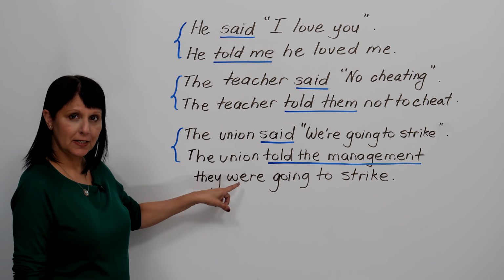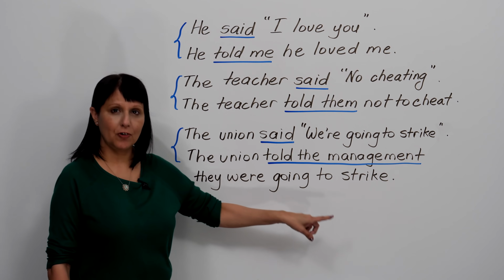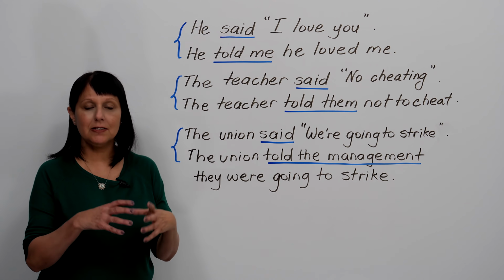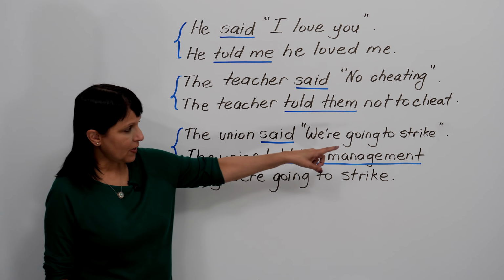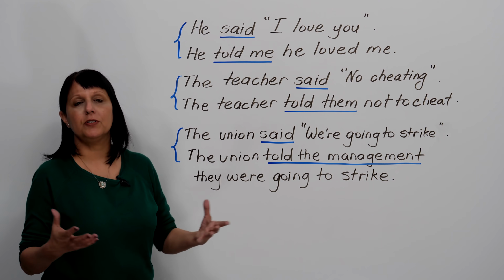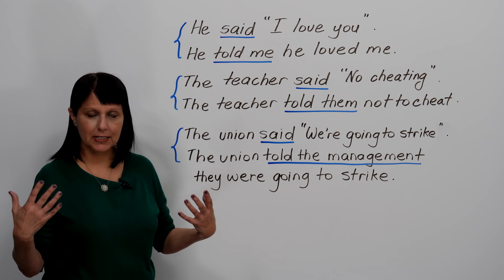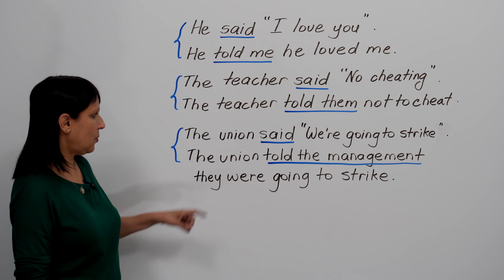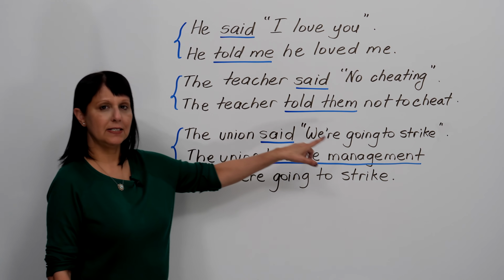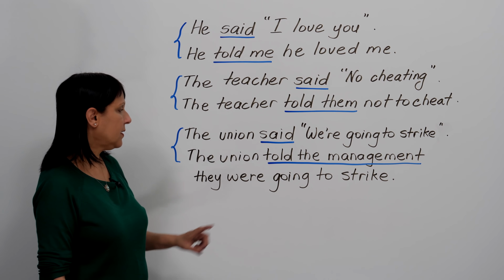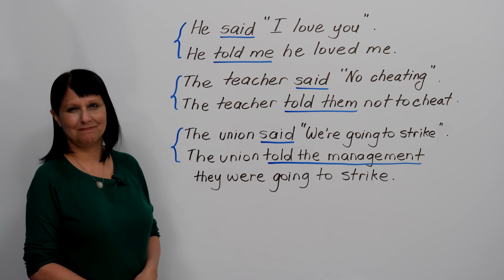The union told the management they were going to strike. The union means the labor union, okay? So, we're going to strike also means we're not going to work, okay? They want more wages, higher wages, better working conditions, and so on. So, what was the principle here? The union said something, or the union told someone something, okay?